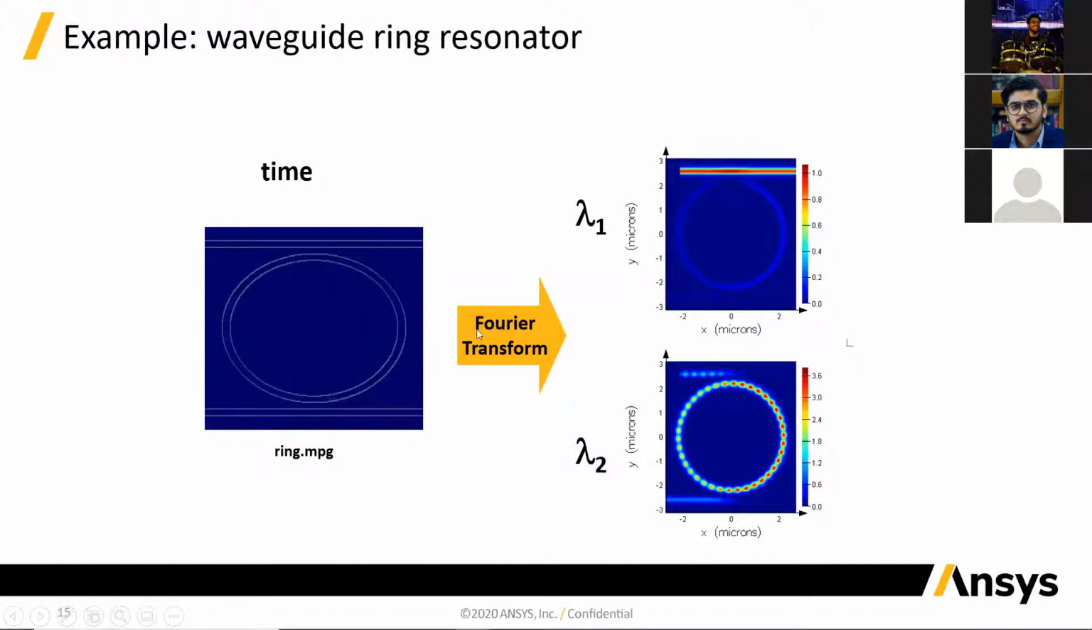So if you perform a Fourier transform of the electric field that we just saw as a function of time, and then you look at the spectrum at different wavelengths, for some wavelengths where there is no coupling, you'll see that the light just goes through and doesn't interact with the ring here. But at other wavelengths, you will see that the light strongly couples with the ring, and you see high electric field on the ring itself. So that's how the simulation works. You run your simulation in time domain, but then the useful information that you are after, you get by doing a Fourier transform in the end.